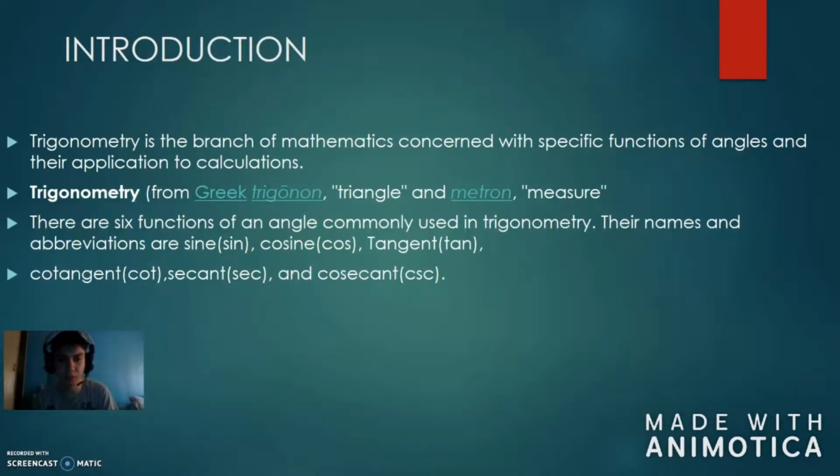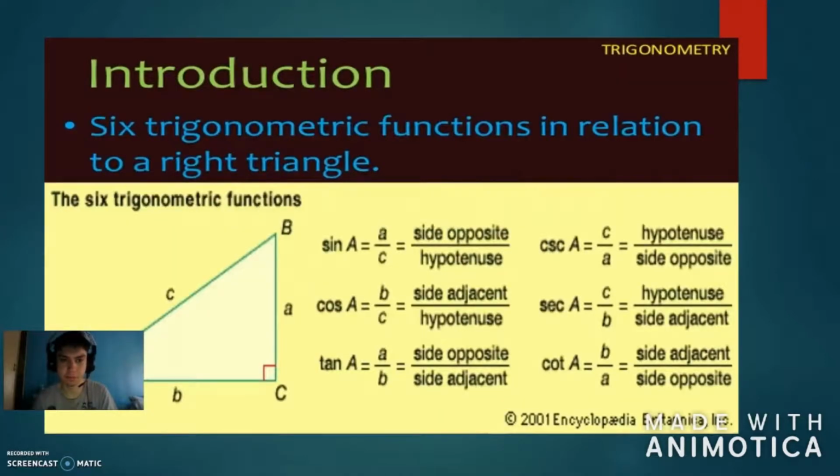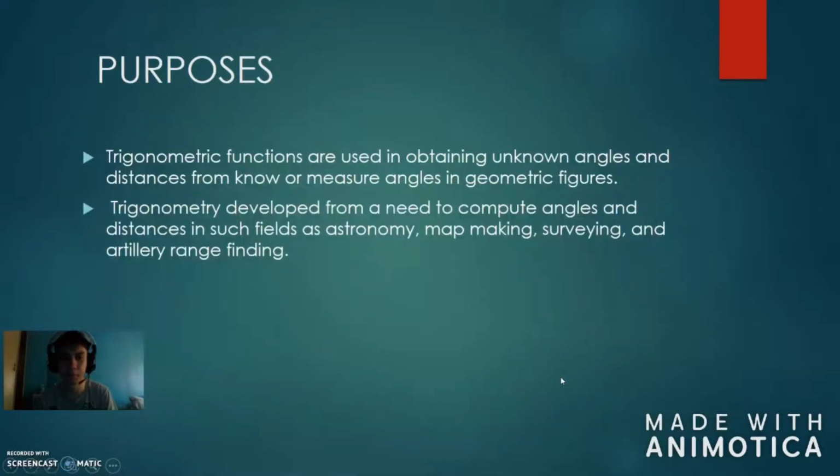There are 6 functions of trigonometry. These are the hypotenuse, the longest side, the opposite, and the adjacent. These are the 6 trig functions: sine, cosine, tangent, cosecant, secant, and cotangent.